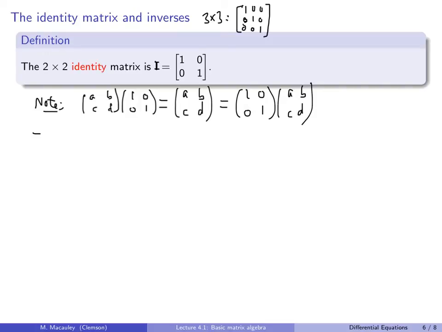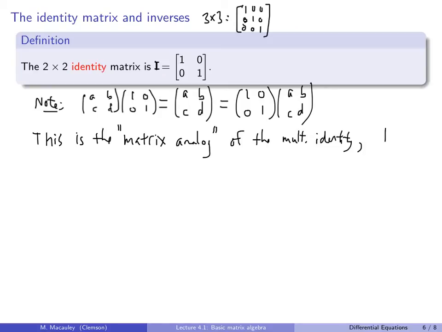So let me write that down. This is the matrix analog of the multiplicative identity 1. By this I mean, for any real number K, K times 1 equals K, which is the same thing as 1 times K. So 1 is a number that has the property that anything you multiply it by, you get back itself. The identity matrix has the property that any square matrix of the same size that you multiply it by on either side, you get back itself.